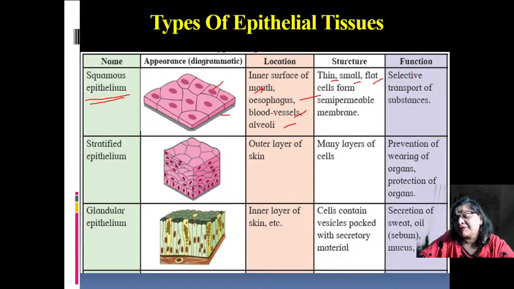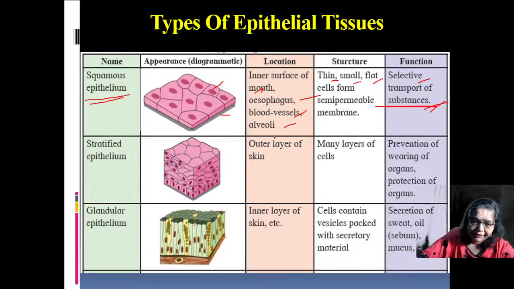Now let us see what is the function. Because it is a semi-permeable membrane layer, the cells will be selective in the transport of various substances. So this layer helps in transport of substances mainly, right? And of course it is protective. Basically they are protective, and they form the inner surface of various smooth organs inside our body.